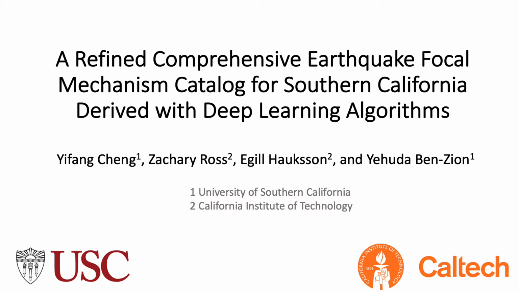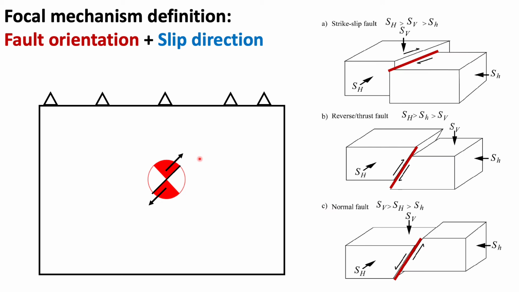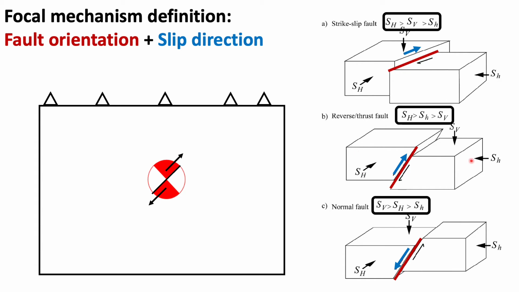Hello everyone, this talk is about a refined comprehensive earthquake focal mechanism catalog for Southern California, derived with deep learning algorithms. Earthquake focal mechanisms are primary data for analyzing fault zone geometry, fault slip direction, and the crustal stress field.